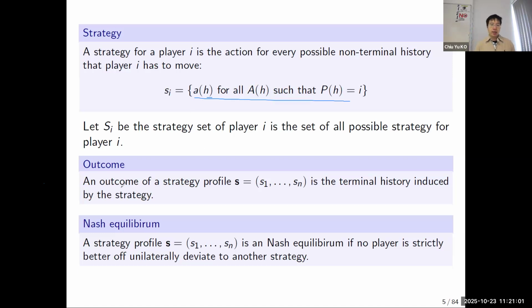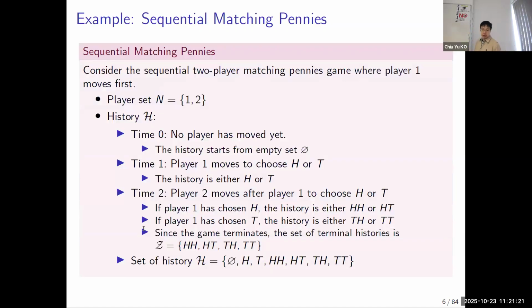Okay. An outcome is, of course, a collection of all the strategies, and Nash equilibrium can still be defined this way. Nash equilibrium is still well defined. Now the problem is how do we define this NH? So let's see.